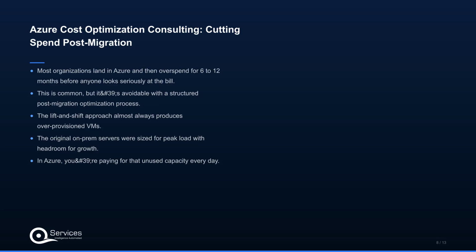For the specific tactics that actually move the needle, see our Azure Cost Optimization, 7 Proven Ways to Cut Spending post, which covers both the quick wins and the structural changes that compound over time.